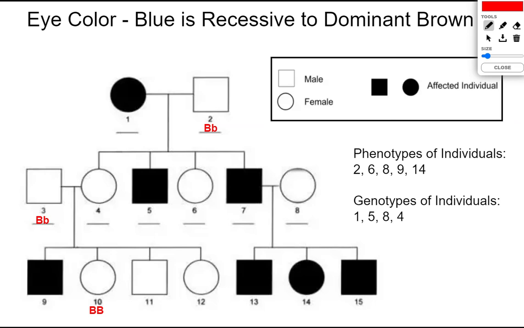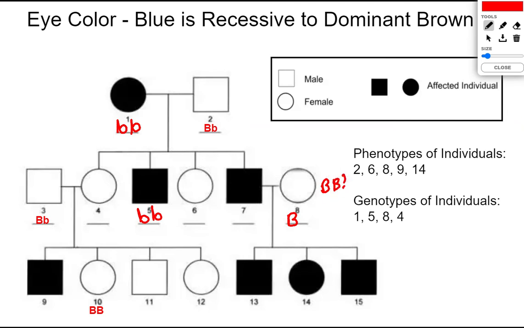Let's figure out some genotypes, okay? Genotype of number 1, well, that's pretty easy, right? It's blue eyes, so it has to be double recessive. Number 5, same idea, blue eyes because it's double recessive. Number 8, well, we know number 8 has to have at least one big B, right? But what's the other one? Is it heterozygous? Or, sorry, homozygous?